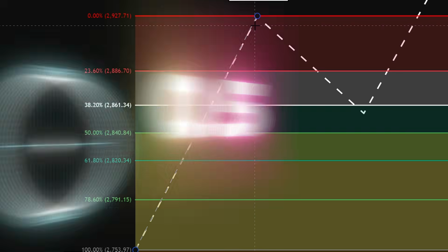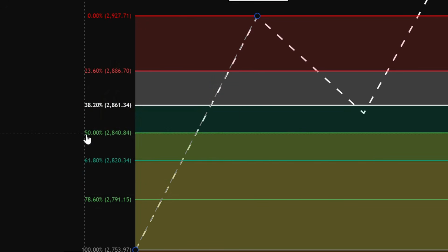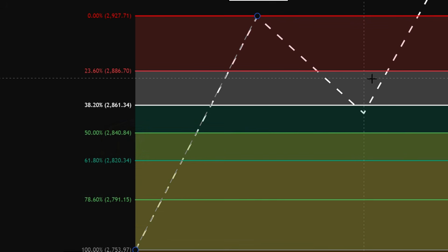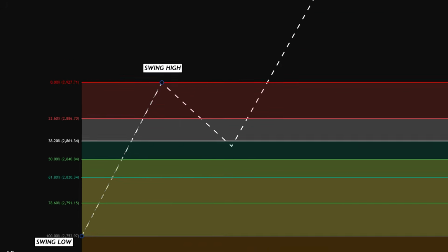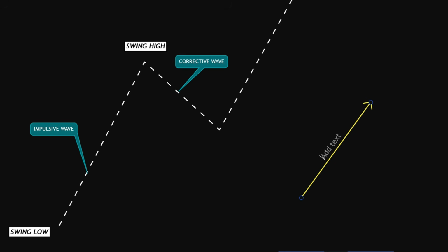and the golden ratio at 0.618, and finally the 0.786. Basically, you draw the Fibonacci on the impulsive move, and you look for the corrective move to bounce right off one of those levels. Those levels are supposed to be your entry points to jump into a trade.